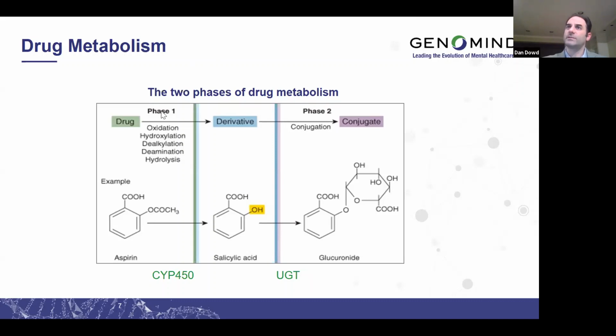Okay, that's phase 1 metabolism. All your CYP450 enzymes are phase 1. As you can see here, we use aspirin as an example. Here's aspirin. It gets metabolized into something more water soluble.